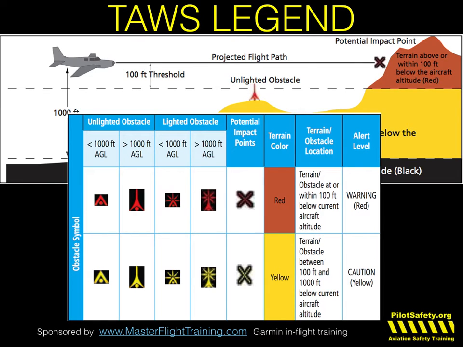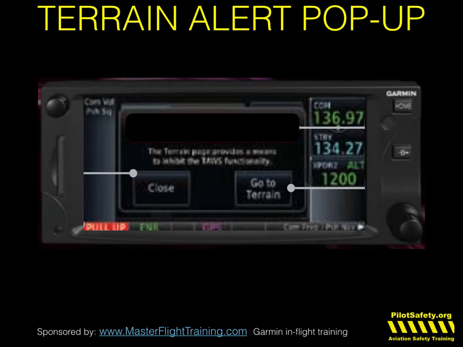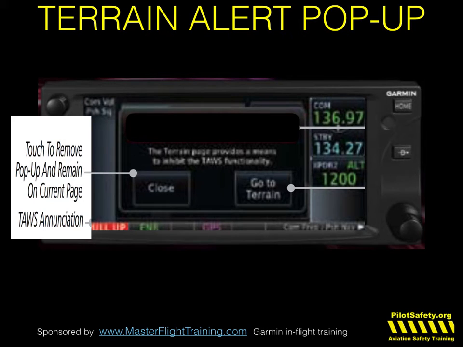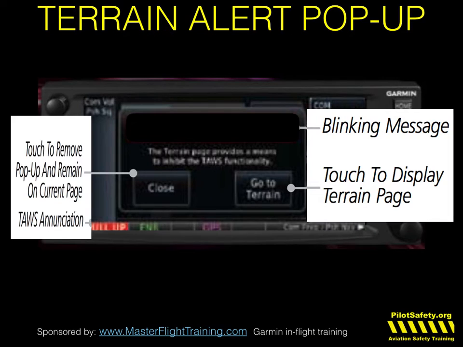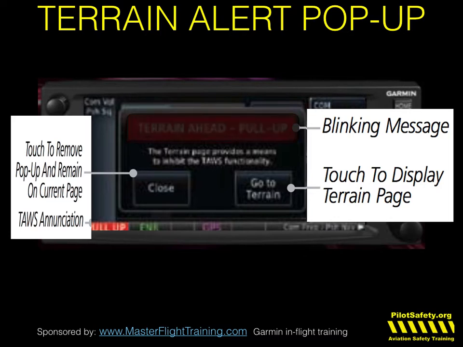So anything in red is just like terrain. You're 100 feet above, 10 feet above, or below. Either way, red, real bad. Yellow means you're still in danger and you need to exercise extreme caution. So just like traffic pop-ups, you can get a terrain pop-up. So you can remove the pop-up and remain on the current page. But you'll notice a terrain message is a little more urgent. It actually blinks bright red and will give you audible alerts as well if you're connected to a Garmin audio panel.